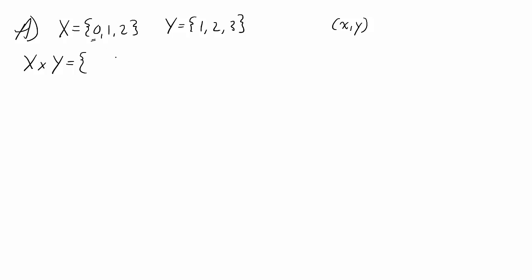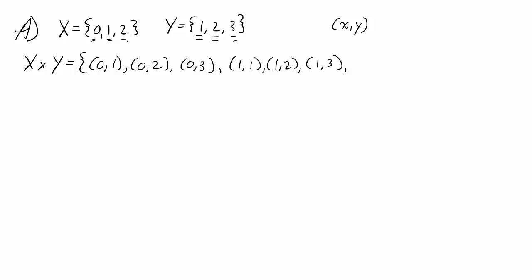So we're going to take the first element in X, 0, and pair it with each of these. So we're going to have (0, 1), then we'll have (0, 2), and then (0, 3). So those are three ordered pairs in the Cartesian product. Then we're going to take the second element in X, 1, and pair it with each of these elements in Y. So we'll have (1, 1), (1, 2), and (1, 3). Then we'll take the last element in X, 2, and pair it with each of the elements in Y. So you're going to have (2, 1), (2, 2), and (2, 3). So these are all the ordered pairs that are in the Cartesian product, X cross Y.